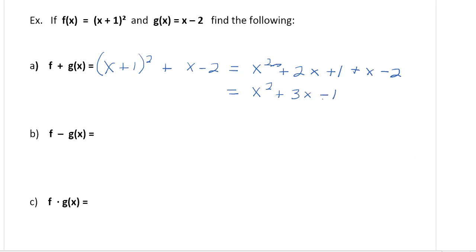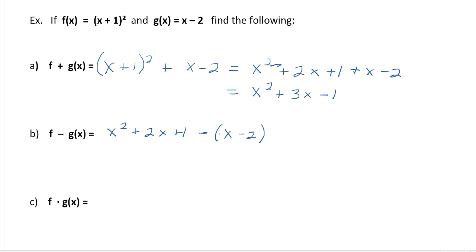Moving on to the subtraction. It's kind of handy if you keep track of your foiling. So I'm just going to copy down my foiling from the part A, and I'm going to write x squared plus 2x plus 1, but now we're subtracting, and I'm going to put the g, that function, in parentheses so that I realize I do need to distribute that subtract sign.